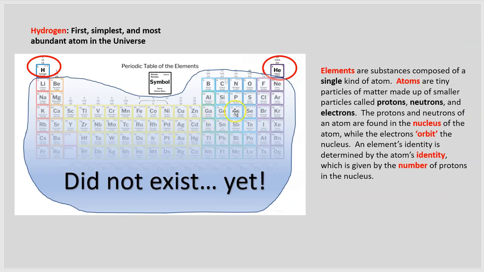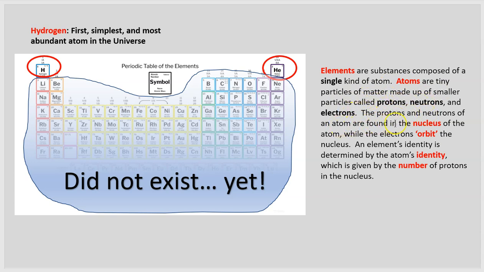Now, hydrogen and helium are 2 of the 92 naturally occurring elements. So here you're probably familiar with the periodic table of the elements. At this stage in the universe, only hydrogen and helium existed. But maybe there were trace amounts of lithium, but we'll ignore that for now. So let's define what we mean by elements. Elements are substances composed of a single kind of atom. Atoms are tiny particles of matter made up of smaller particles, as we've seen, protons, neutrons, and electrons.